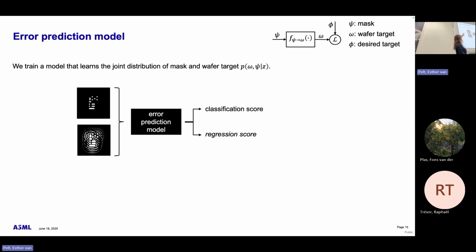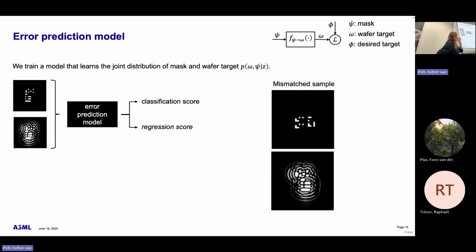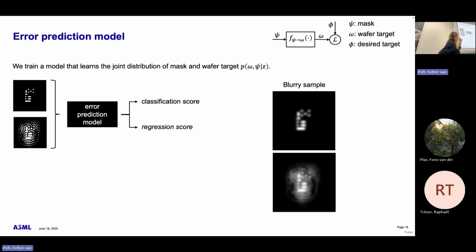So it takes as input the combination of the output for the mask and the output for the wave target, and based on that provides a classification and regression score on how well they belong to each other. And that's the score that we use during mask prediction. So some examples, here's a mismatch sample. You see that the input does not correspond to the mask, the shapes are different. So this would give a low score. And here we have, for example, very blurry samples. They do belong to each other, the approximate shapes are there, but still it's not a nice mask. So this would also get a lower score.